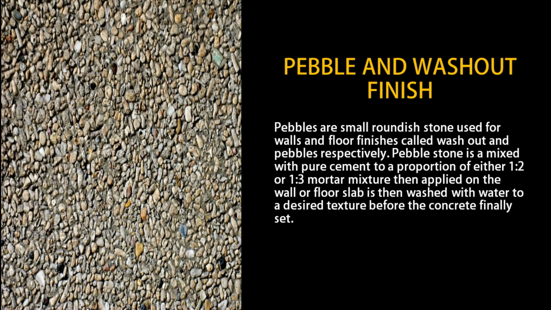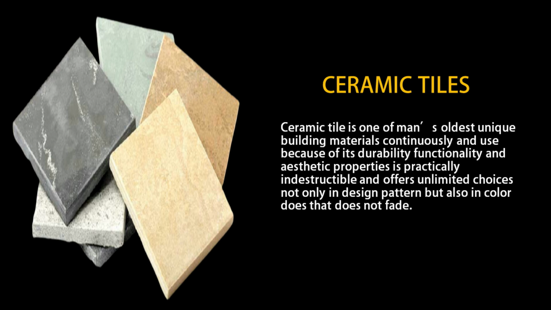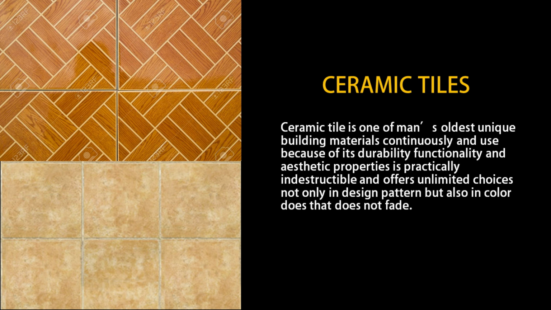Last, but the most commonly used is the ceramic tiles. Ceramic tile is one of man's oldest unique building materials, continuously in use because of its durability, functional, and aesthetic properties. It is practically indestructible and offers unlimited choices not only in design pattern but also in color that does not fade. Ceramic tiles are classified into two.